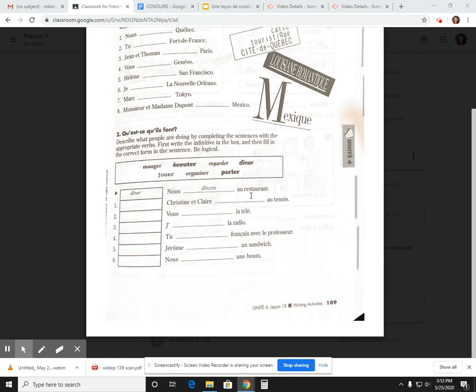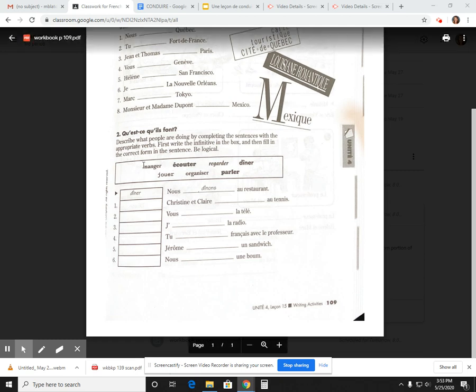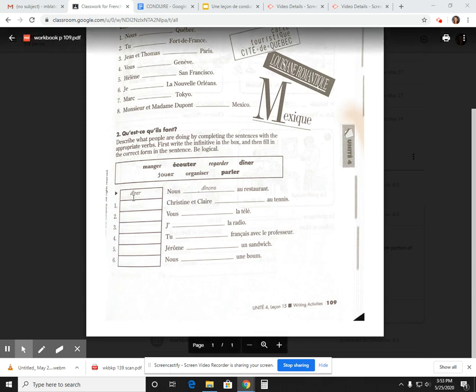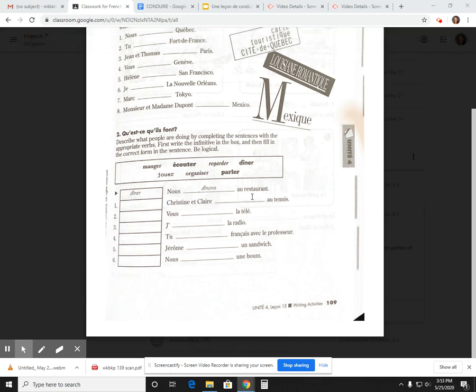So nous blank au restaurant. Let's see what our choices are. We have manger, écouter, regarder, dîner, jouer, organiser, parler. So, well, if you remember, dîner au restaurant was one of our expressions, right? Which means to eat out at a restaurant. So that's the verb that would logically fit in that blank.